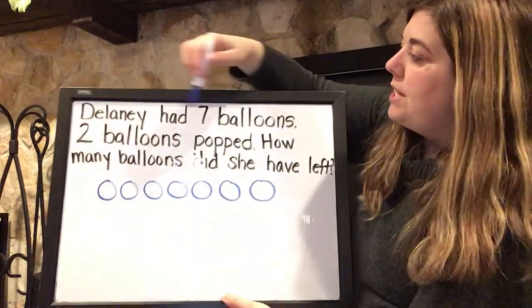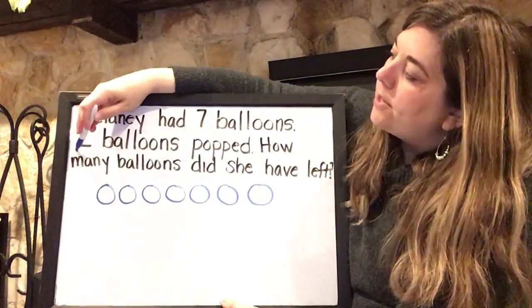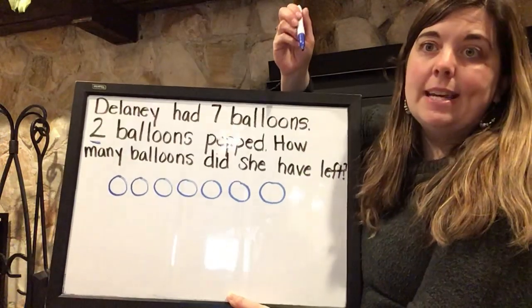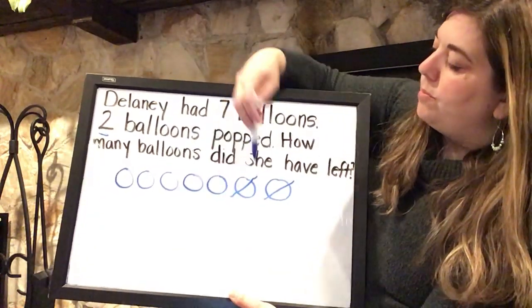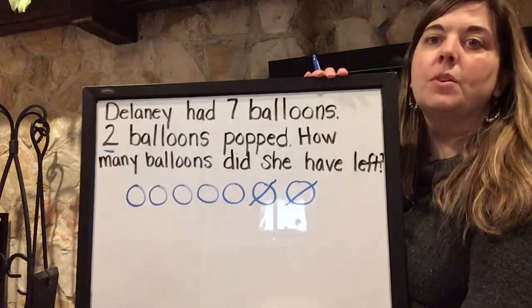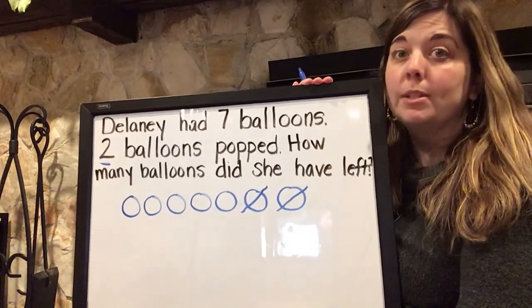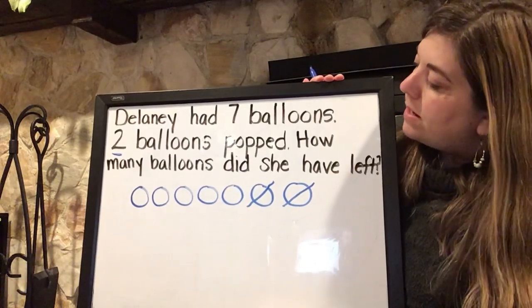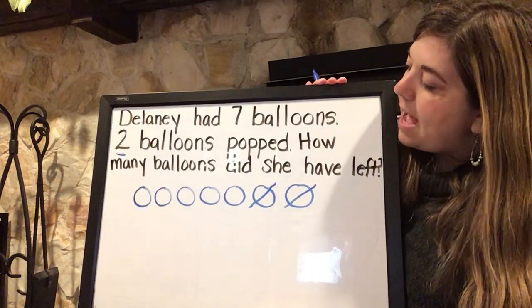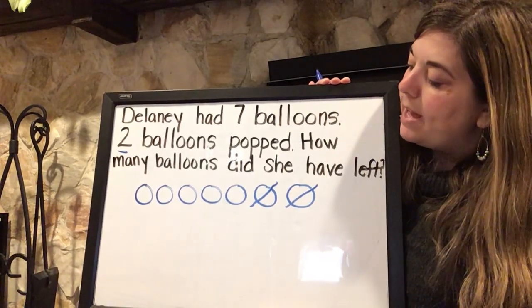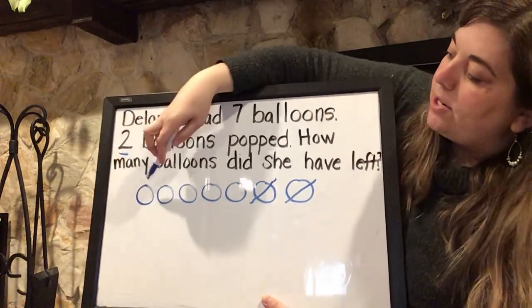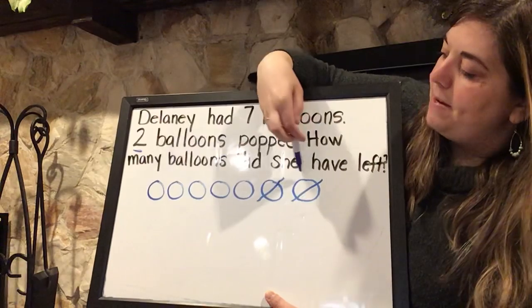Okay, she lost 2 balloons, so we need to take those 2 away. So we're going to take 1, 2. Remember, we always take from the end. So we have 2 balloons gone. Poor Delaney. Okay, now we need to figure out what part we have left. So should we start it out with our whole 7?